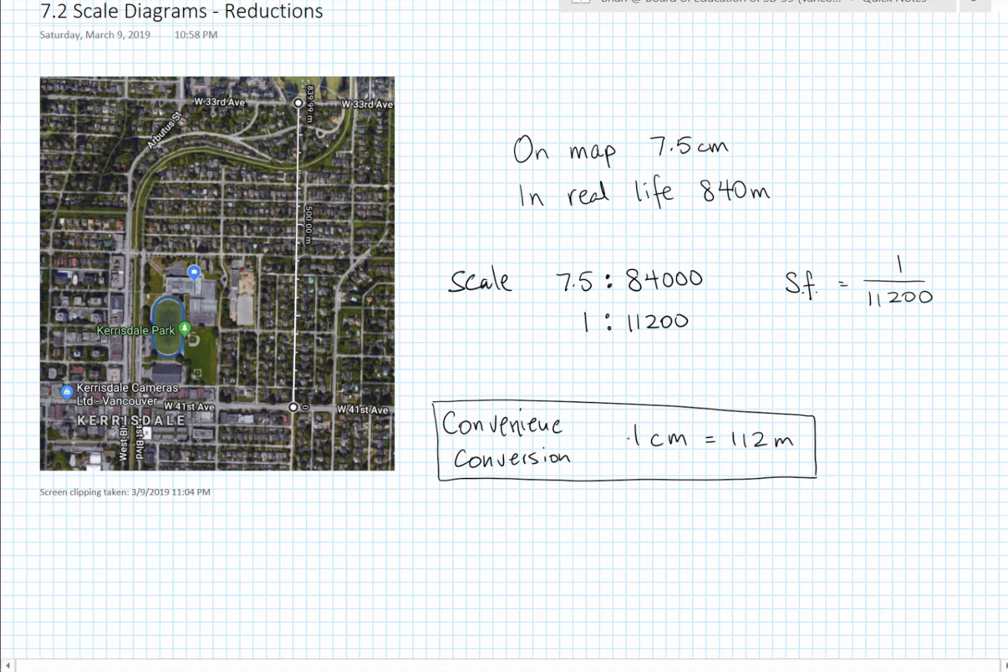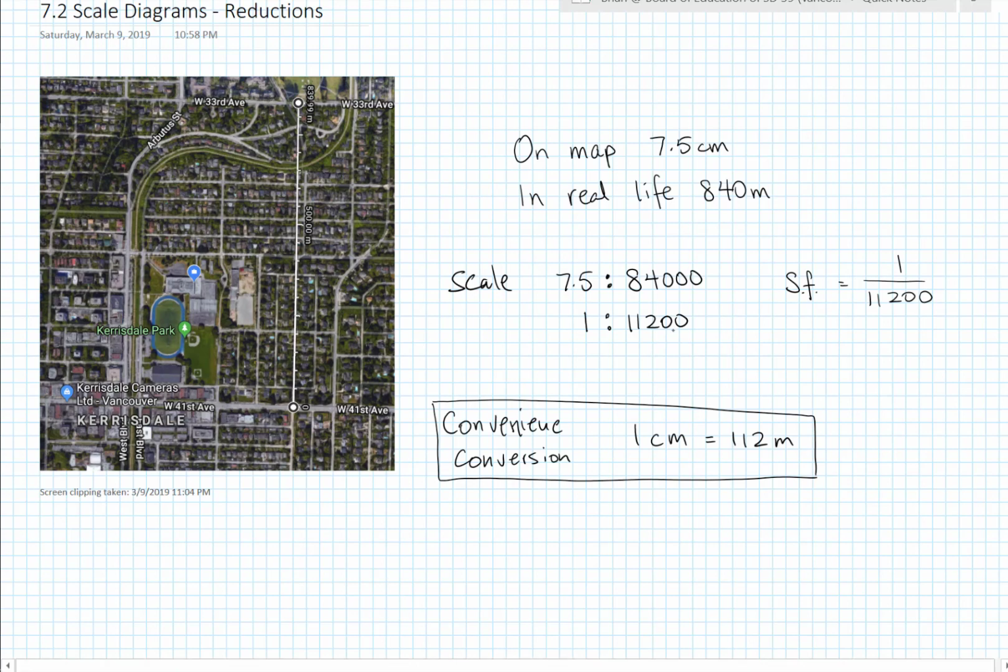But this is not a scale. A scale doesn't have any units whatsoever. The 1 to 11,200, we can apply whatever unit we like. If we only have a ruler with inches, we can say, well, 1 inch on that map is equivalent to 11,200 inches.